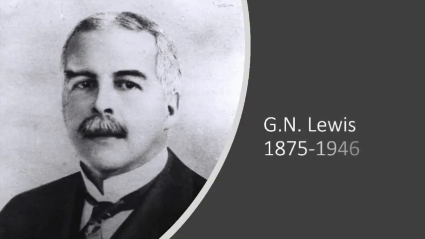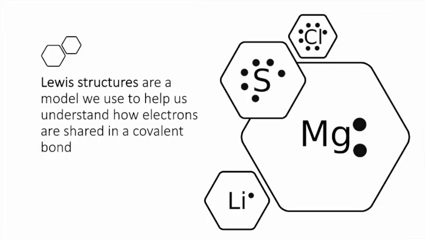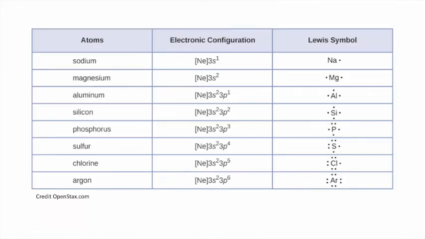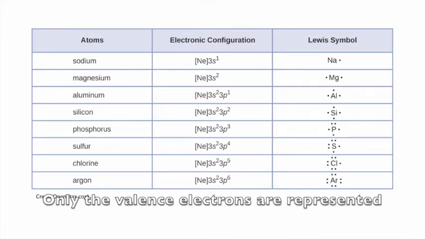This model is attributed to G.N. Lewis, who was an American scientist in the early 1900s. In Lewis structures, the valence electrons are represented by dots that are drawn around the symbol for the atom. This table shows some Lewis dot structures. You can see that only the valence electrons are represented. Here's an example. Fluorine has 7 valence electrons, and they are represented by 7 dots.